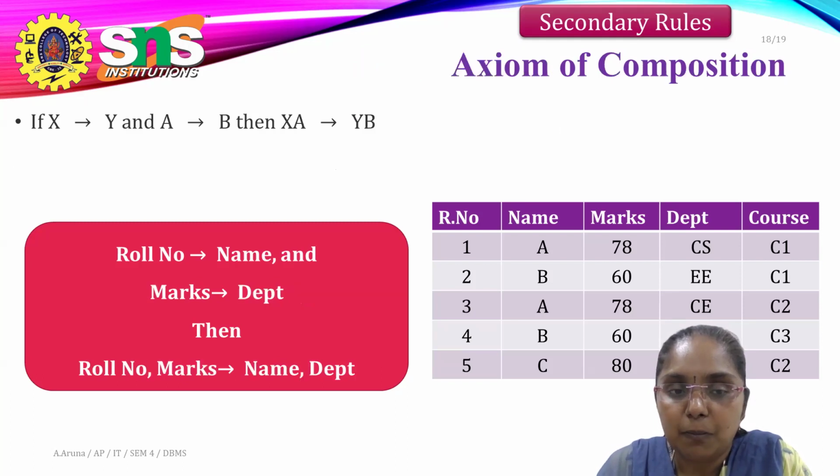The next is composition. Composition is nothing but adding different components on both sides. For example, X determines Y and A determines B. We can combine both the LHS parts as well as the RHS parts, and through that determine XA determines YB. This is my determinant and this is my dependent. For example, roll number determines name and marks determines department. Then I can say roll number and marks together determine name and department. This type we call the axiom of composition.